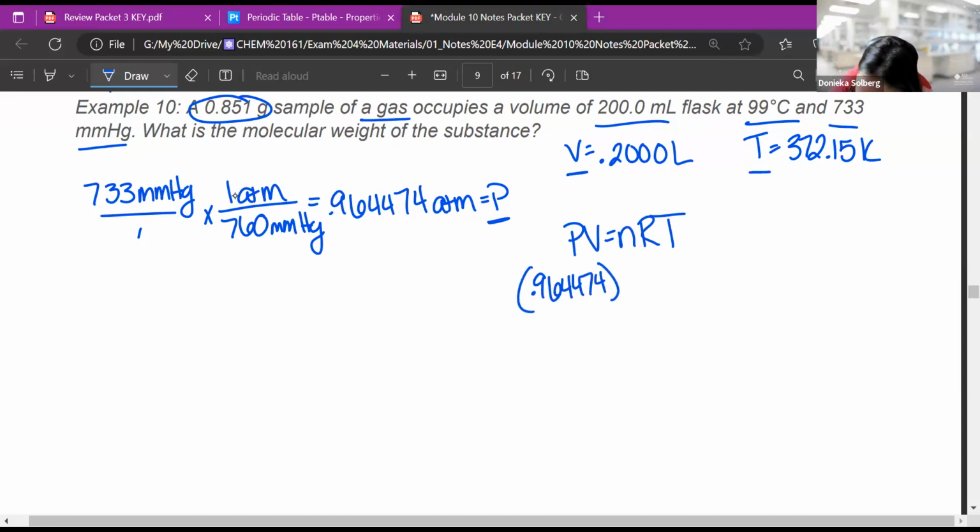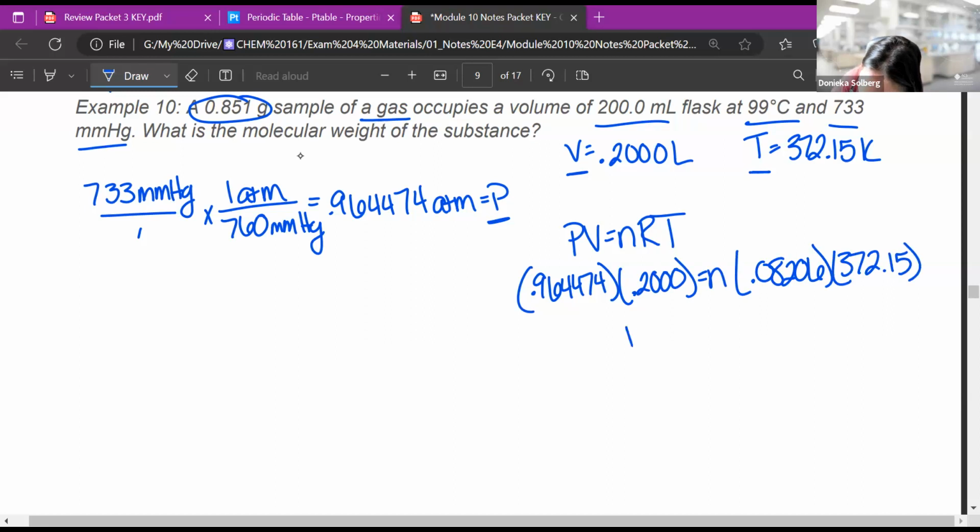Let's plug those in. 0.964474 times 0.2000 equals n times 0.08206 times 372.15. Okay, so I can calculate the moles. Great, let's do that. So 0.964474 times 0.2 divided by 0.08206 divided by 372.15. Okay, so there are 0.006316 moles of this gas.